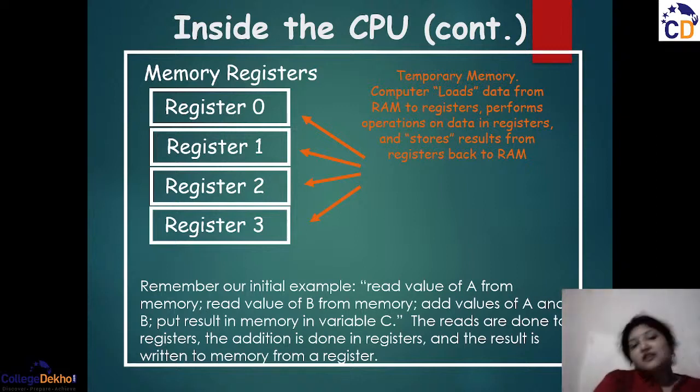Basically, these registers help to perform any operation on two variables or three variables. And when we get the result, we are going to load that result from these registers to random access memory, that is RAM. So this is how it works, right?